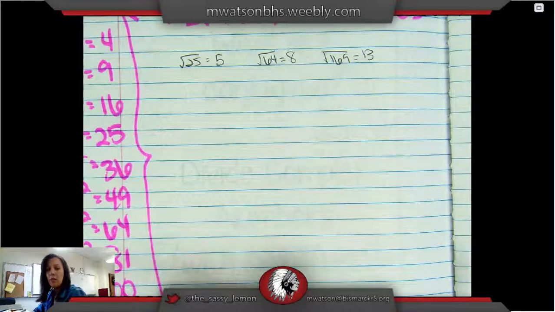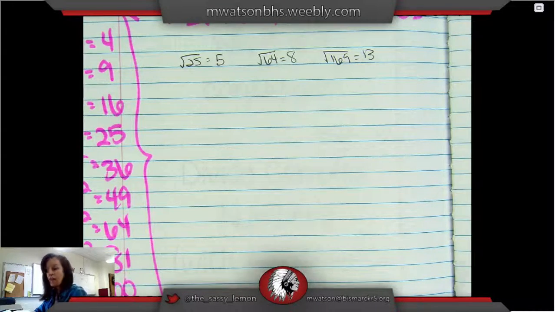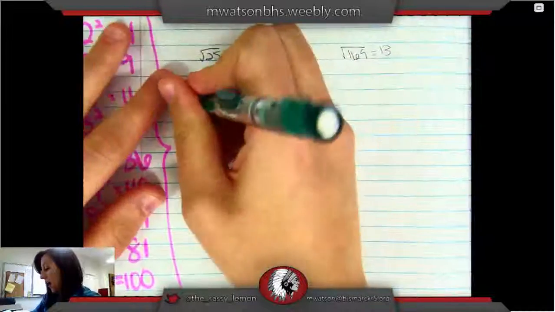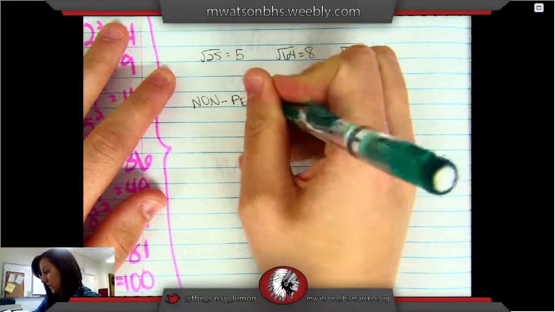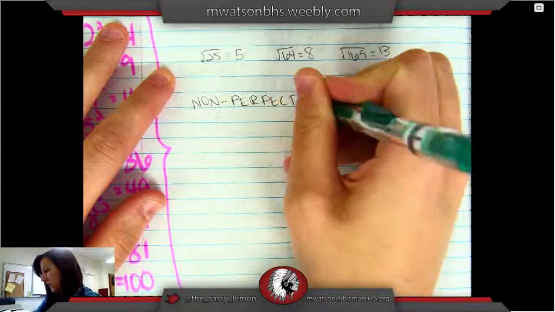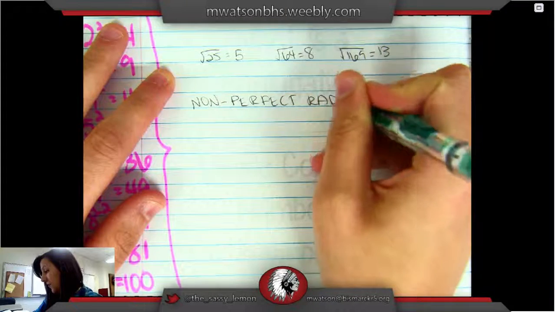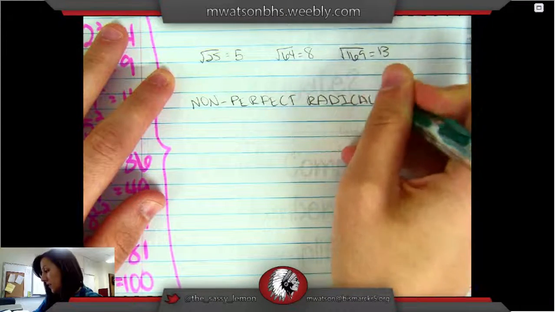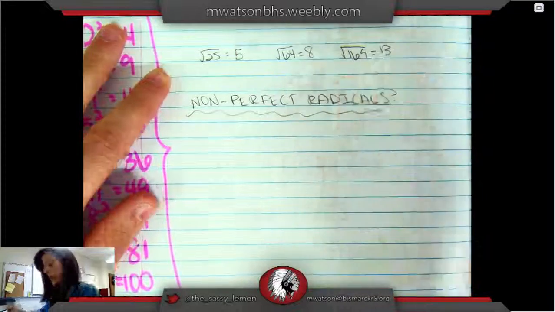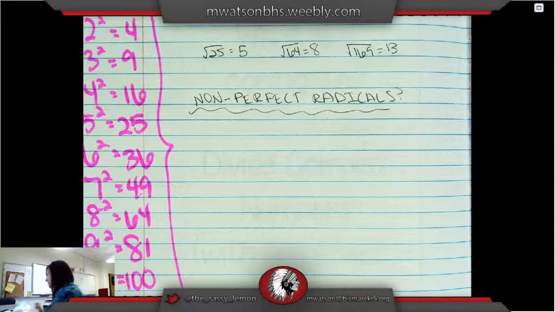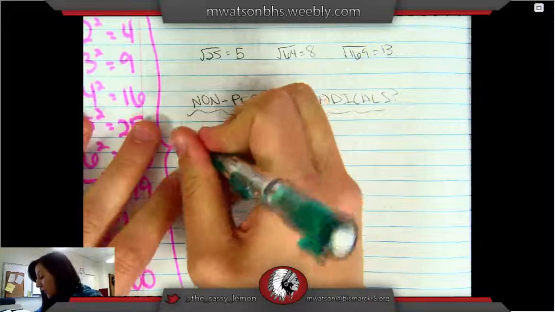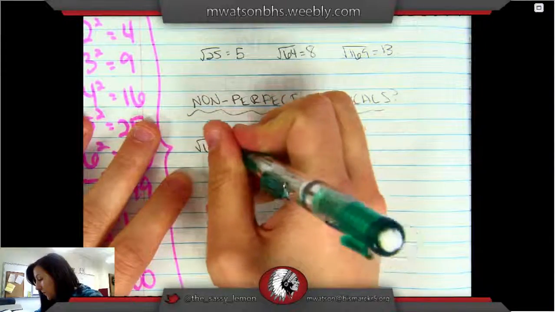But what happens when we have ones that aren't even like that? Non-perfect radicals. How do we do those? Well, let's see. Let's first of all just go with an example of a non-perfect square. One that I like to use is the square root of 63.